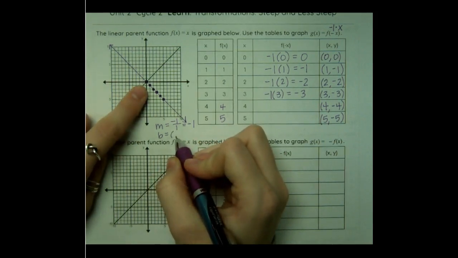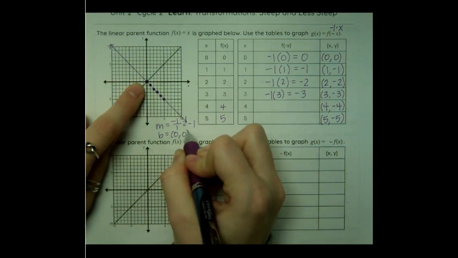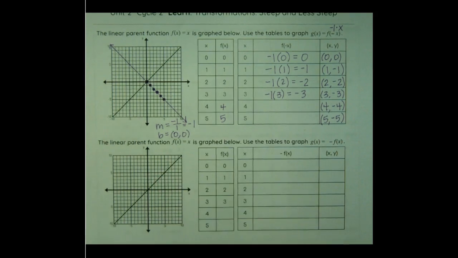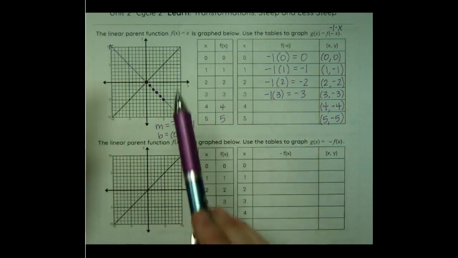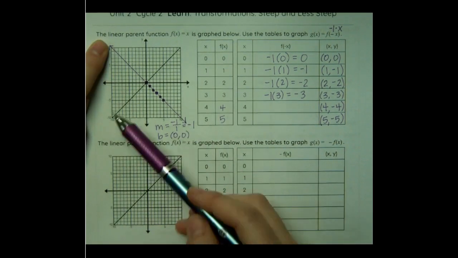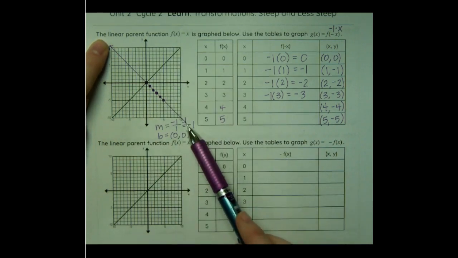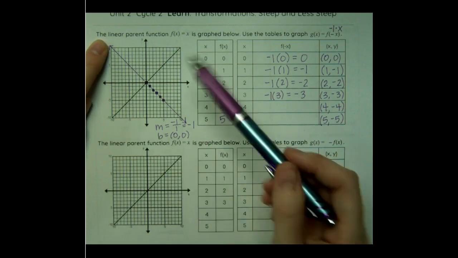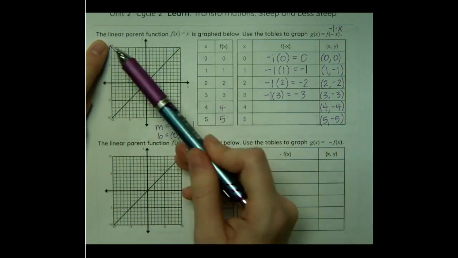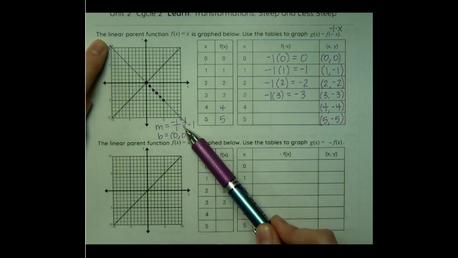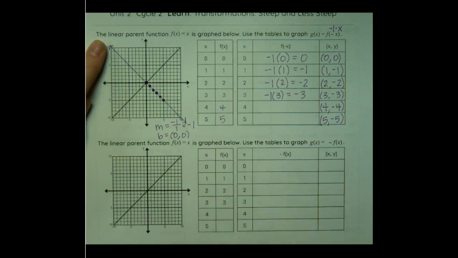Our y-intercept is still at 0, 0. That's where we are crossing the y-axis. So all this really did was flip it. Our linear parent function was slope of 1. Now we have a slope of negative 1. Did the steepness change? If I ski down this slope, is it the same as skiing down this slope? Yeah, just a different direction.